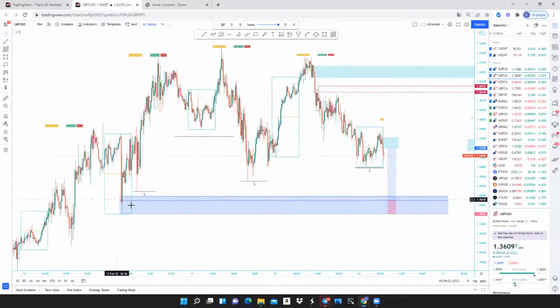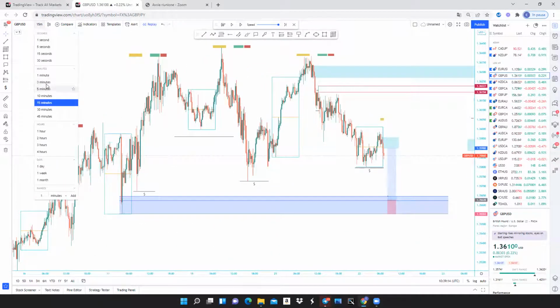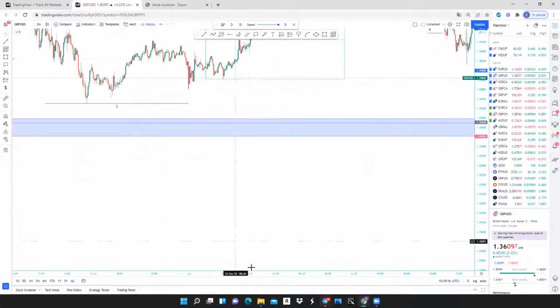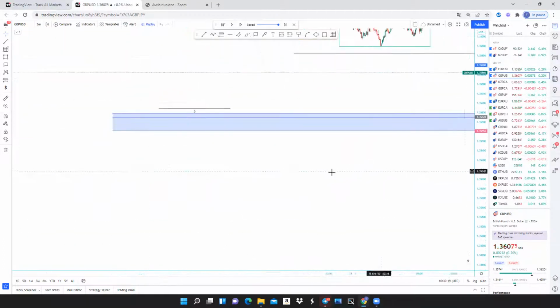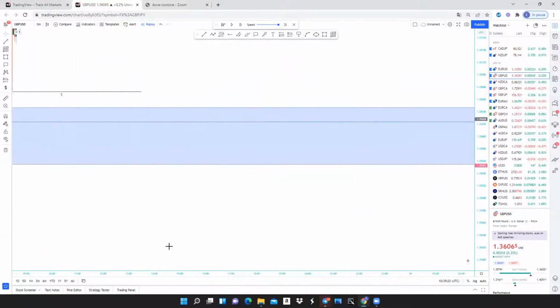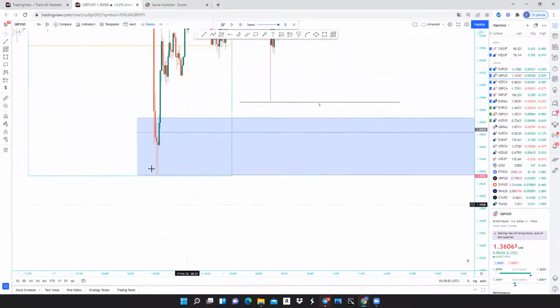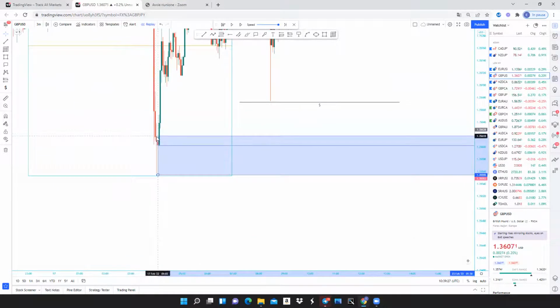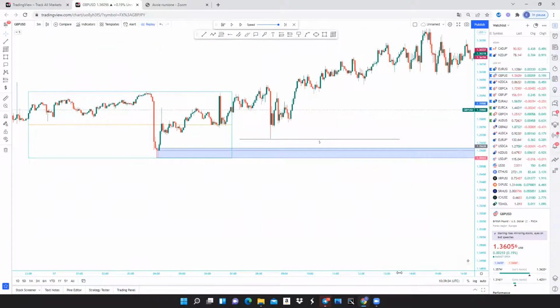Now, of course, we couldn't be sure that this was a good key area, so we went to lower time frames to check if there was a non-mitigated order block inside this area, and there was. As you can see, this was not mitigated right here. Not mitigated, straight push to the upside. And also this area is good.